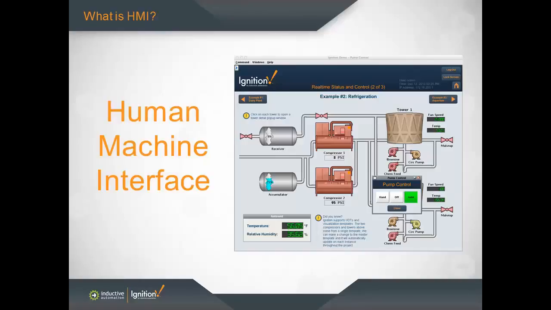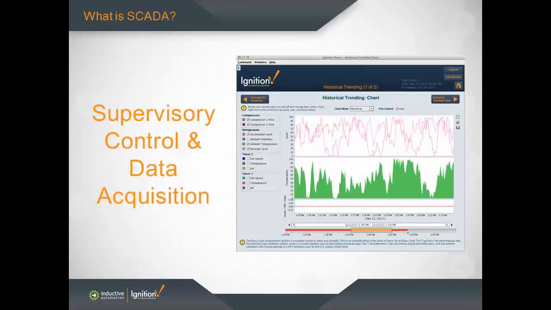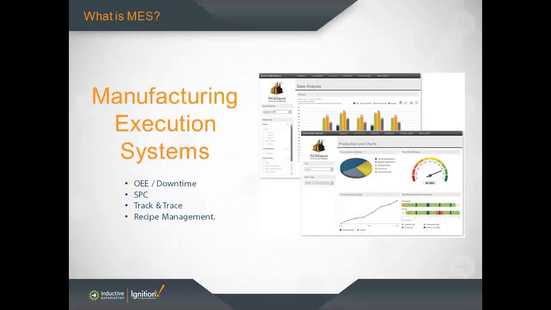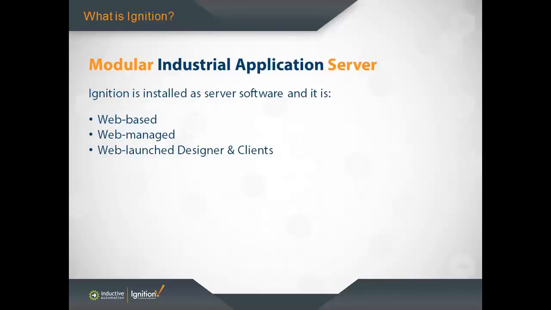control your machines. Ignition is also SCADA, which stands for Supervisory Control and Data Acquisition, allowing you to acquire data and log historical information to a database, as well as do alarming, all from a central location. Ignition is also MES, which stands for Manufacturing Execution Systems. This is the layer between ERP and the plant floor, providing solutions such as OEE, downtime, SPC, track and trace, and recipe management. Ignition itself is a modular industrial application server.